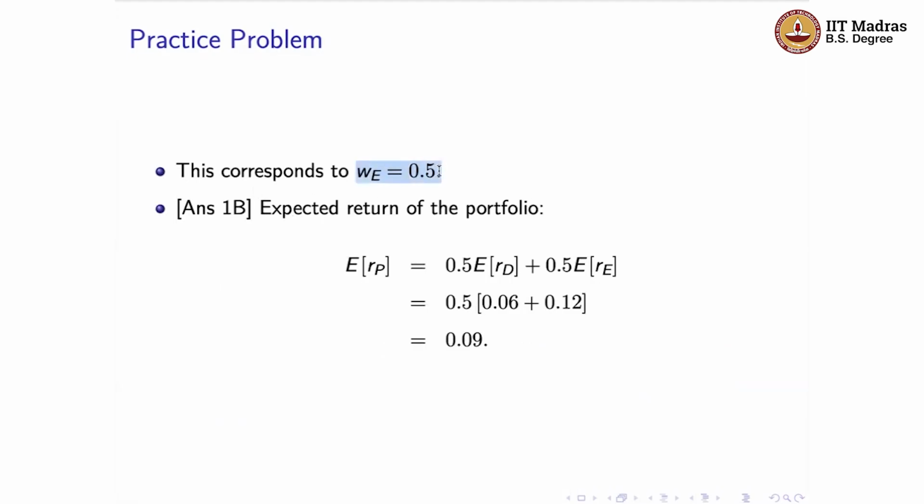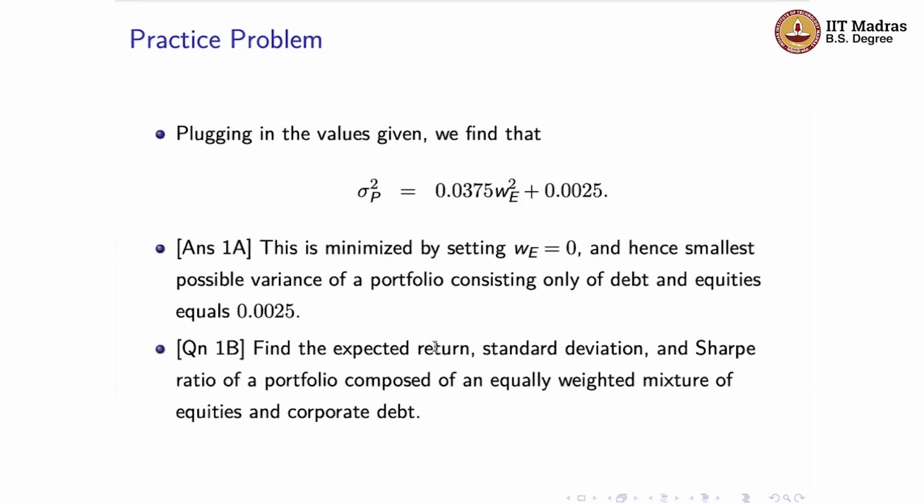So WE is equal to half, and the expected return on the portfolio is the weighted average of the return on the debt and the equity, where we are told that the weights are equal to half. So therefore, this becomes 0.5 multiplied by 0.06, which is the return on the debt, plus 0.12, which is the expected return on the equity. And so therefore, this is equal to 0.09, or 9%. So that's the first part.